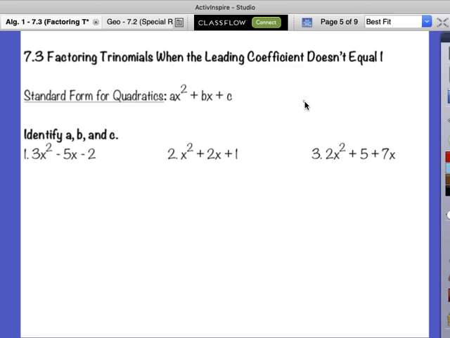Oh, yeah. And as you can see up there, there's the standard form for what we call a quadratic equation. Ooh, good call. That's a quadratic expression then. You're right.